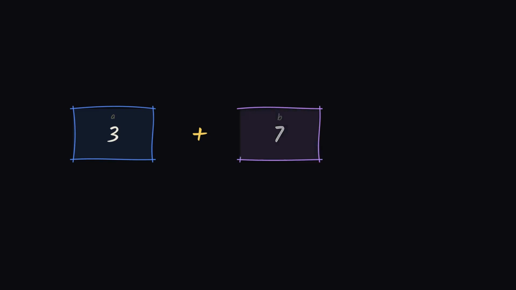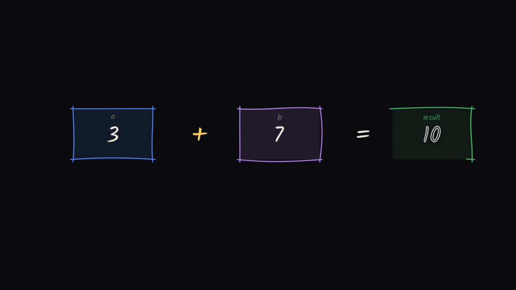The value 3 sits on the left side of the operation, waiting to be used. The plus operator tells Python to add the two numbers together. 7 is the second value. Python adds 3 and 7 to get 10. The result is 10. This is the value that print receives and displays.